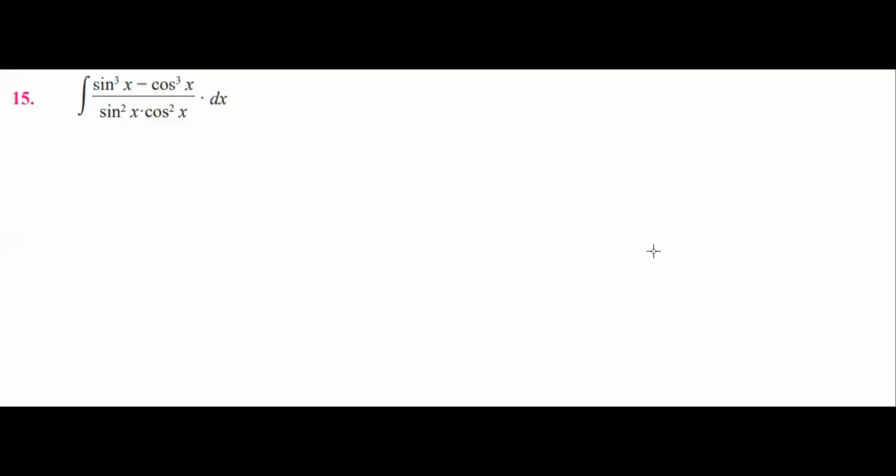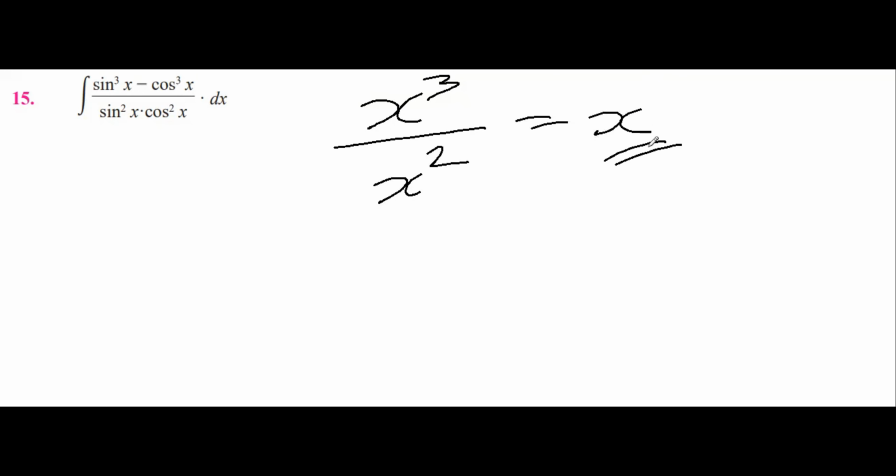Okay, so here in the 15th sum, we have sin cube x minus cos cube x divided by sin square x into cos square x. As I told you, we always have to convert this into linear form. But here in the numerator you see cubic, and in the denominator you see quadratic. So you would get x only, and it becomes easy to find the integration of a linear function. It is very easy.